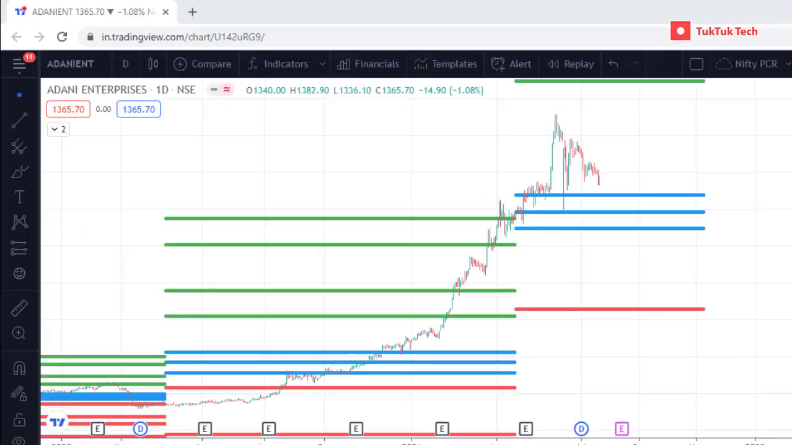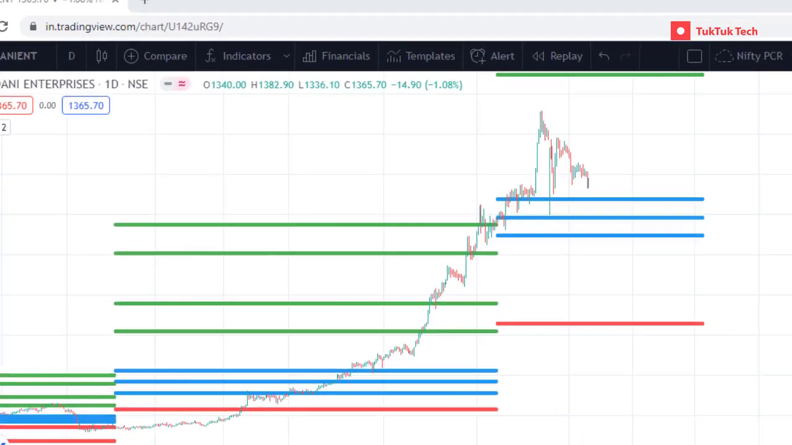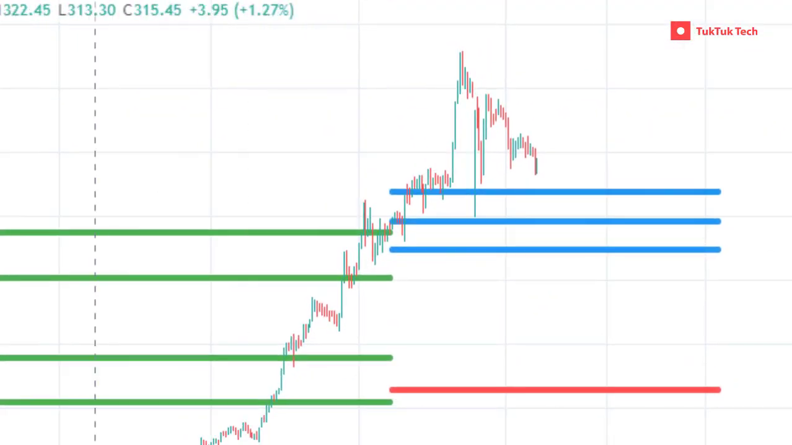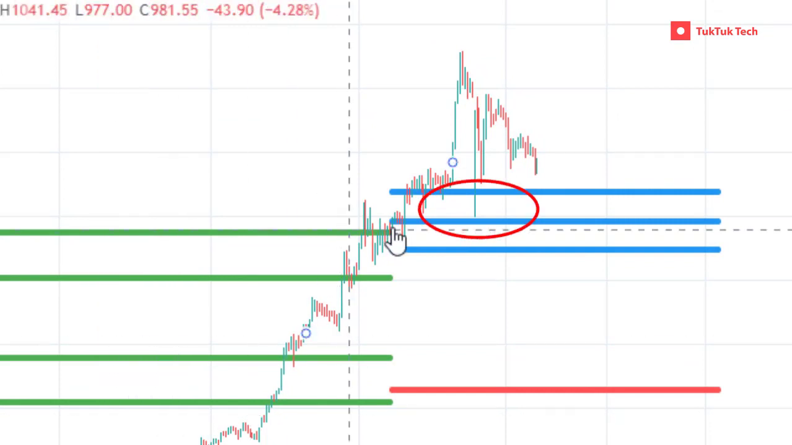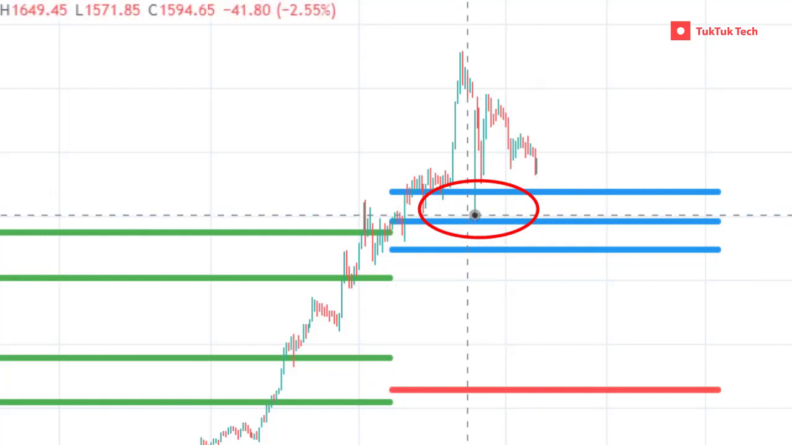Let's check one more example. Recently, Adani Enterprises share prices fell sharply, whatever may be the reason. But check how the stock bounced after touching the CPR level.